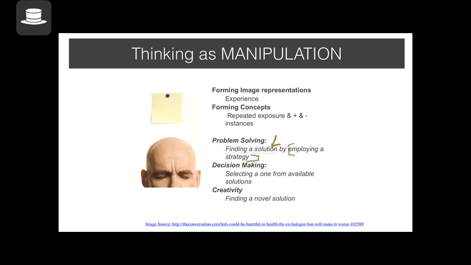Decision making is also similar to problem solving, in the sense that you still find a solution to the problem, but you have several options to choose from. So it is selecting one from available solutions that would be decision making. So it's a kind of problem solving where the solution you are coming up with is actually given to you, and you're selecting it from several other options provided to you.